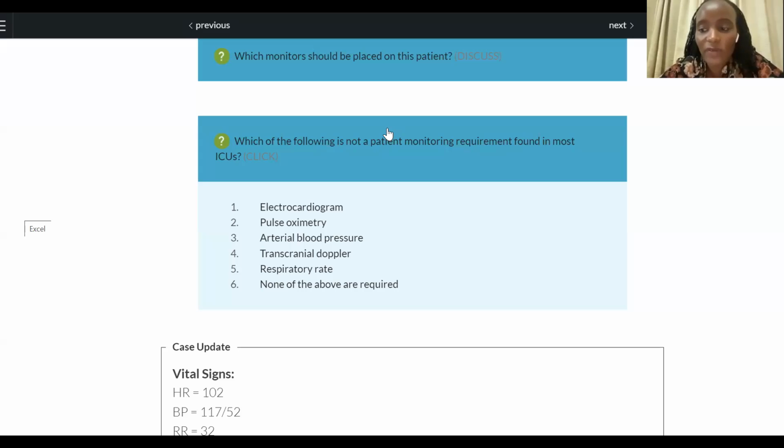So you want to have the invasive monitoring of the arterial blood pressures so that you're able to know at what point you will give your inotropes, or even at what point you will start tapering down the inotropes. The transcranial Doppler is not a common thing that is available in ICUs, not unless in the West. So it's not really a requirement, especially in our setup, because it's not readily available.